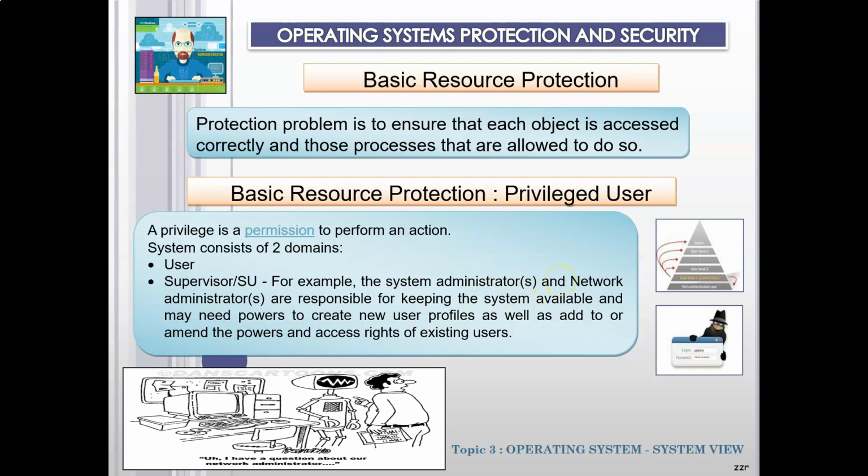Okay, next we're looking at the basic resource protection in our operating system. The protection problem is to ensure that each object is accessed correctly and only by those processes that are allowed to do so. Privileged user: a privilege is a permission to perform an action. For example, in a system or a server, there are two domains that have their own permission. The first one is user, the second one is super user. User will get normal access, normal read and write access.